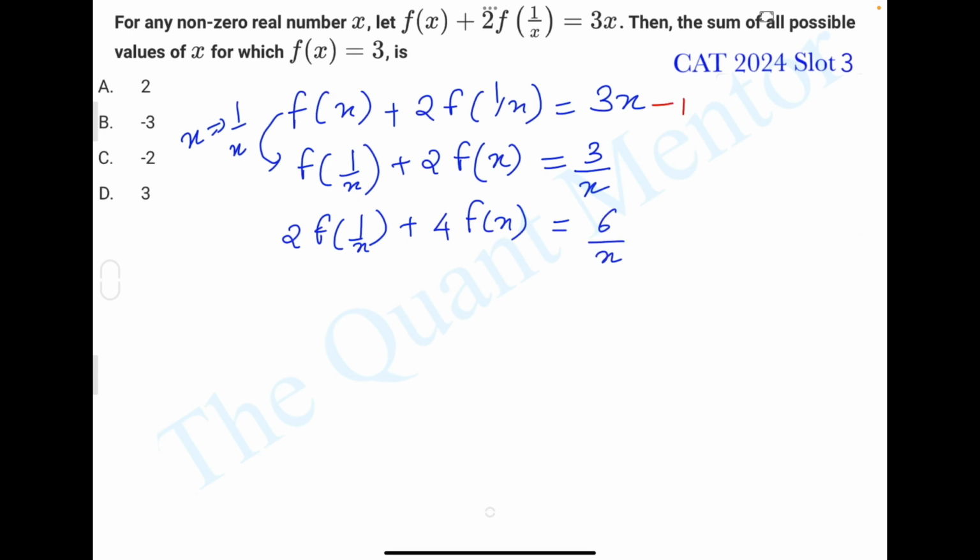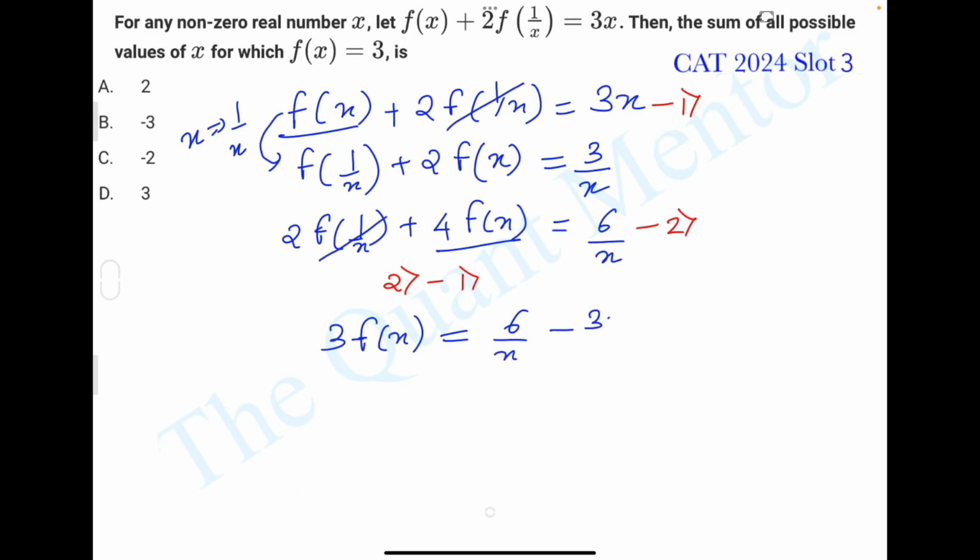Now we'll call the original equation 1 and this new equation 2. The next step is to do 2 minus 1. Subtract the first equation from the second one. So next step, twice f of 1 by x would get cancelled out. 4f of x minus f of x will be 3f of x is equal to 6 by x minus 3x. Now the next step, the question says f of x should be equal to 3. So in place of f of x, I will simply substitute the value 3. So our left hand side is 3 into 3, 9, which is equal to 6 upon x minus 3x.